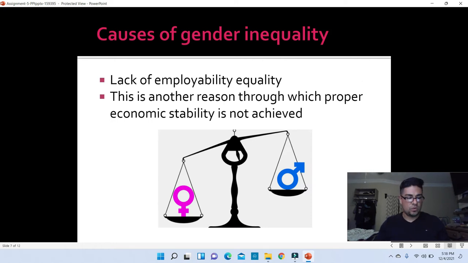Causes of gender inequality. The next cause for gender inequality that has been seen widely is the lack of employability equality. This is another reason why proper economic stability is not being achieved in different types of countries, because it has been seen that only 6 countries across the whole world have reached gender equality and gender diversity, where women are given the same opportunity as men, and are also doing the same legal work as men.